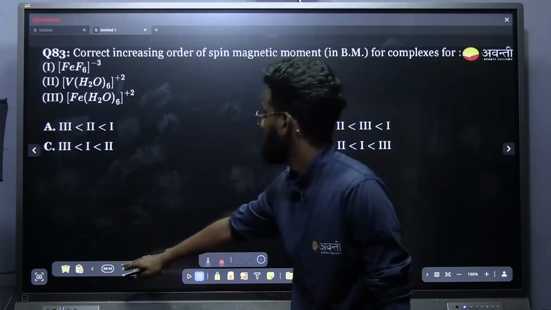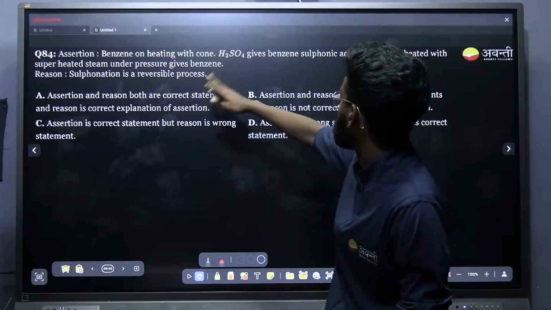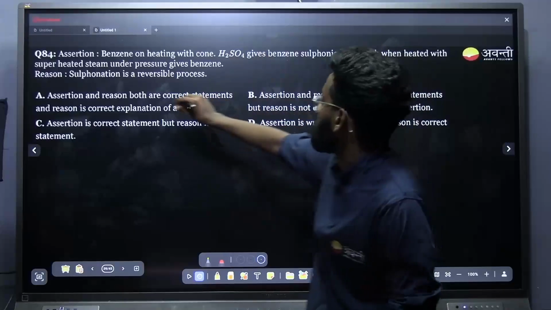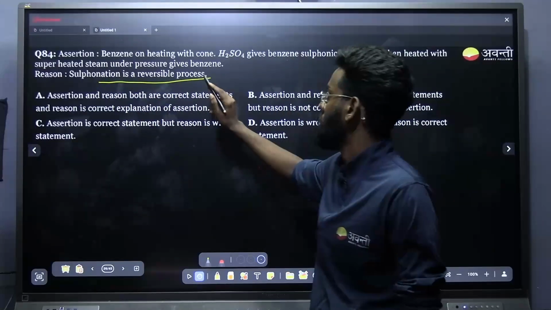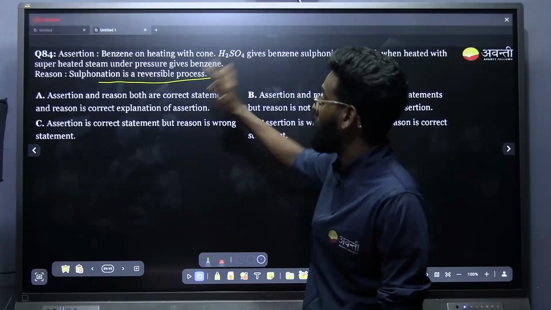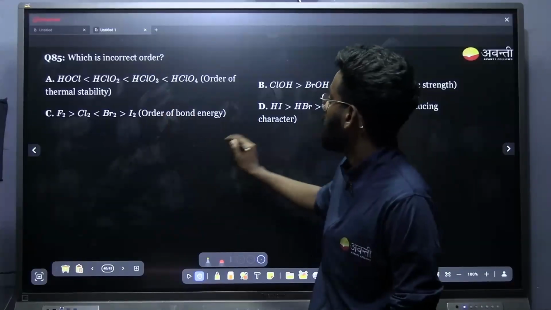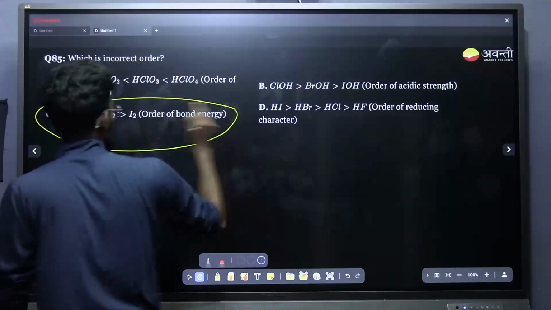Yeah, these are spin magnetic moment questions, spin magnetic number. This one is also based on sulfonation. Sulfonation is the only electrophilic substitution reaction which is reversible. Nitration as well as halogenation are partially irreversible. Okay. Then which is the incorrect order? Here the incorrect order is bond energy.